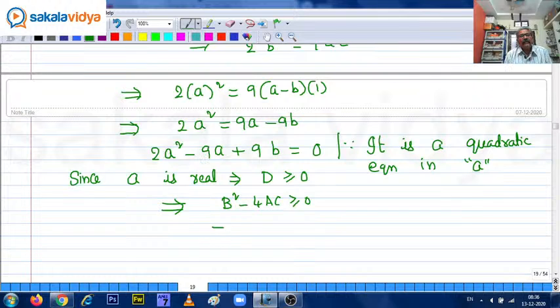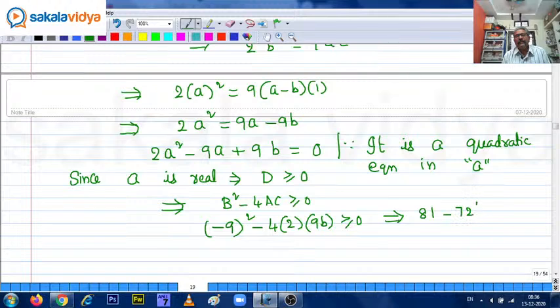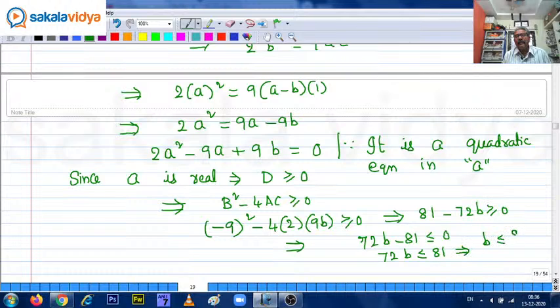In this, b means minus 9 square, 4 times a means a square coefficient 2, constant is 9b, greater than or equal to 0. Let it be simplified. So 81 minus 72b greater than or equal to 0. Multiply with negative sign. So my dear children, always remember this step is very important. When you multiply the negative sign, the inequality reverses. So 72b minus 81 is less than or equal to 0. So 72b less than or equal to 81. Now b is less than or equal to 81 by 72.